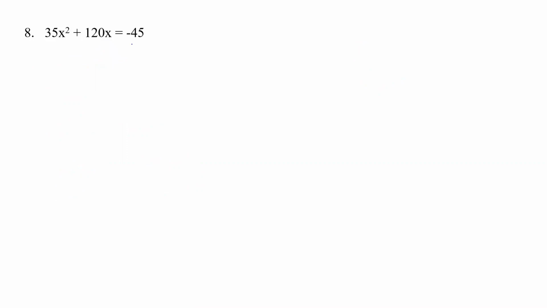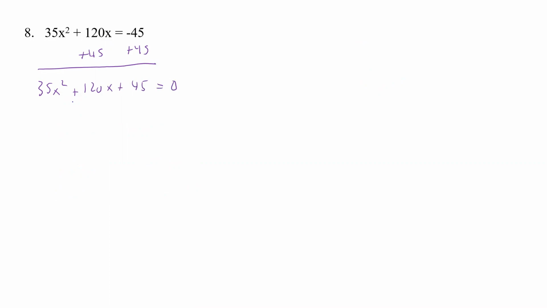Okay, here we have 45 over here. So let's add 45 to both sides. So what does that give us? 35x squared plus 120x plus 45 equals 0. Now what can we do there?